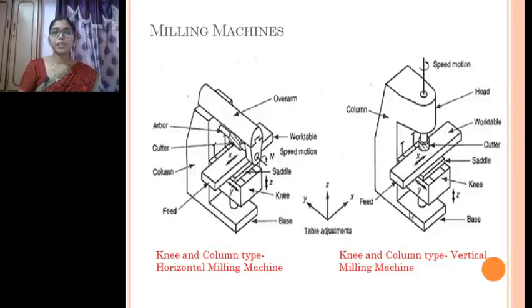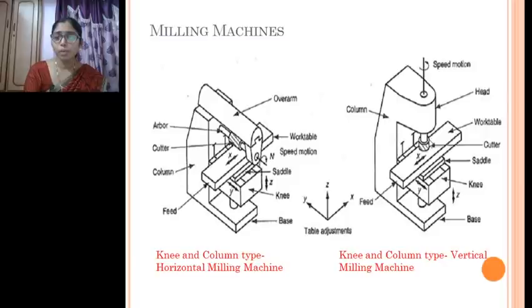So next, coming to the different milling machines. There are different types of milling machines. The most common one is the knee and column type milling machine, which is the basic type that uses a knee and a column. Here you can see how the tool is mounted in a horizontal type of milling machine, and, sorry, in a vertical milling machine.